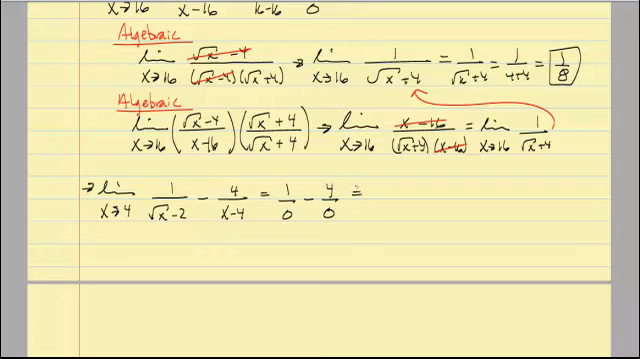Now, when you look at 1 over 0, you might just think indeterminate minus indeterminate, but really what this is saying is this is actually infinity minus infinity. And you're going to know this if you look at this graphically. The general shape of 1 over root x minus 2.